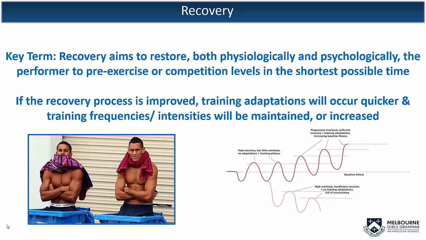do perform. It aims to restore physiologically, which is our focus, and also psychologically, the performer, to pre-exercise or competition levels in the shortest time possible. So that idea of physiological restoration refers to muscles, so that muscles are not sore, muscles are not stiff. It refers to fuel stores, so that fuel stores are maximised, and hydration as well. And if the recovery process is improved, then adaptations will occur quicker and therefore you can maintain frequency and intensity of training and get more out of your training program.